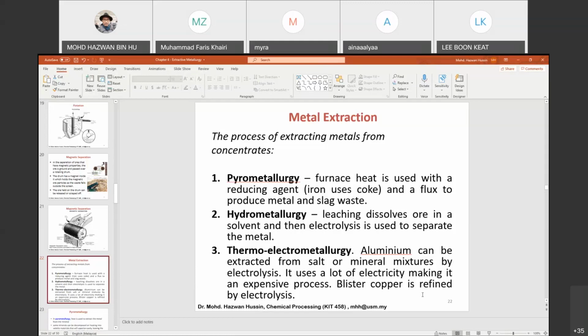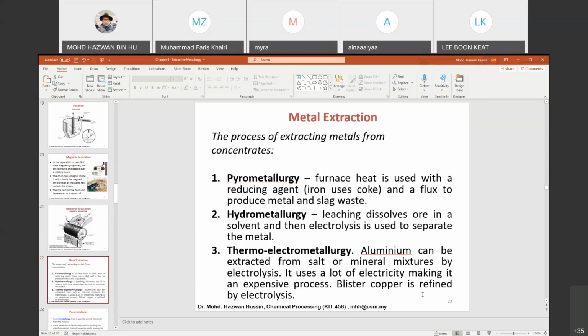Aluminium can be extracted from salts or mineral mixtures by electrolysis. This is actually the electrolysis of bauxite, which you have learned during your high school. It uses a lot of electricity, making it an expensive process. Blister copper can be refined by electrolysis.